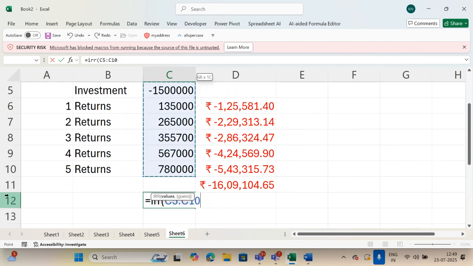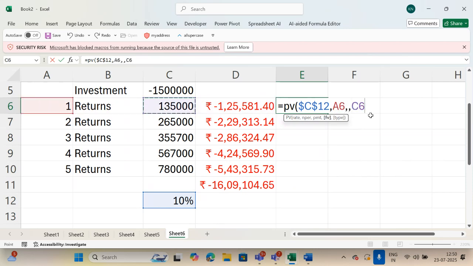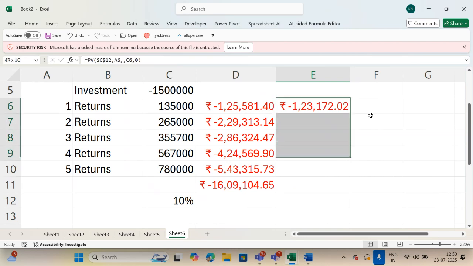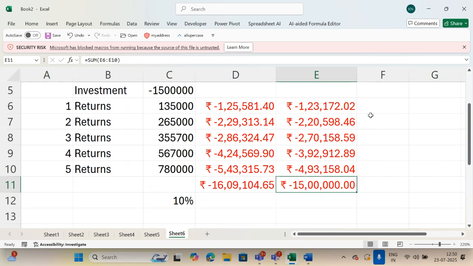What is internal rate of return? It is where all the outflows are equivalent to the inflows. Then it is giving me 10%, because if I invest the amount here, I'll get a 10% return. If I discount by 10%, all the inflows will be equivalent to the outflow, comma, comma, comma, 0. Now see, the total of this amount is 15 lakh.